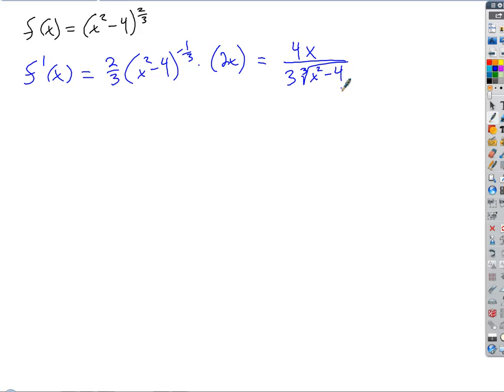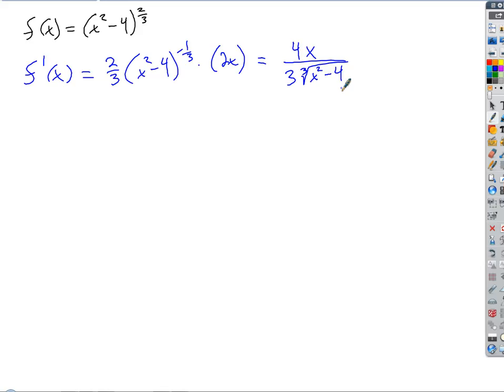Wait, wouldn't there be a negative? Yeah, the negative puts it on the bottom. Okay, everybody good with that? I just realized that. I was like, oh, wait, never mind.